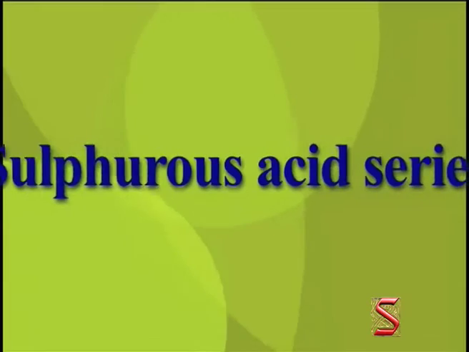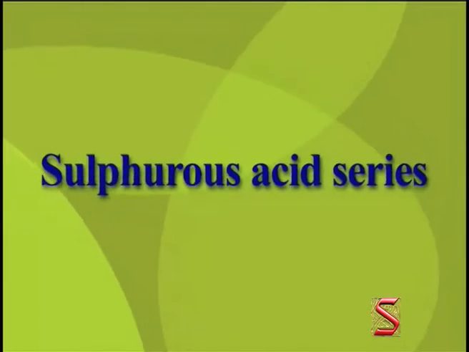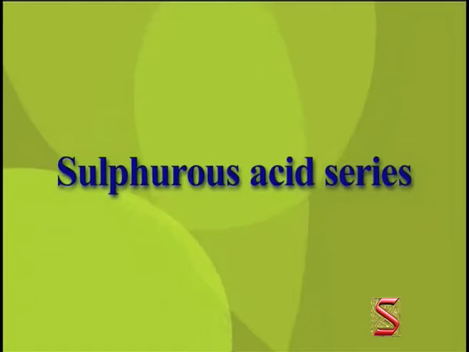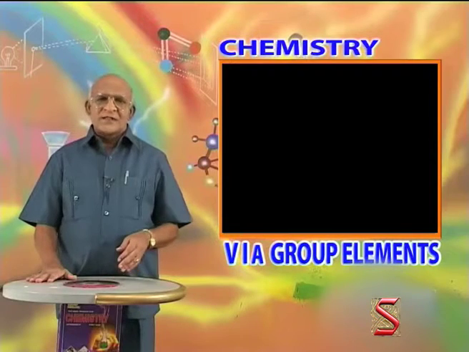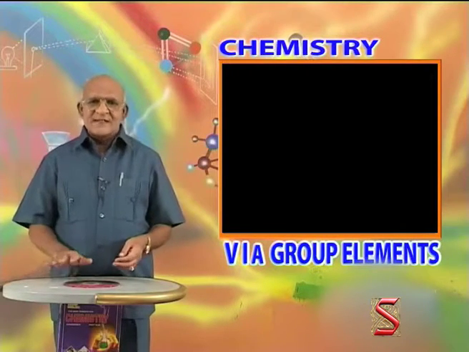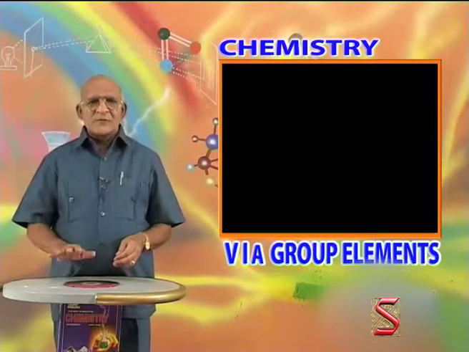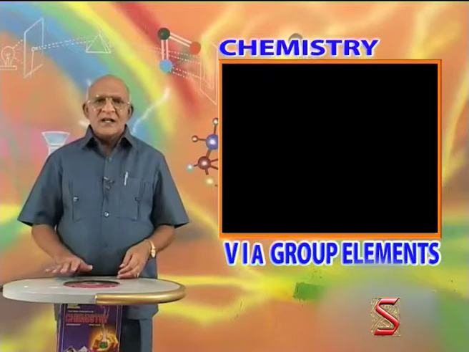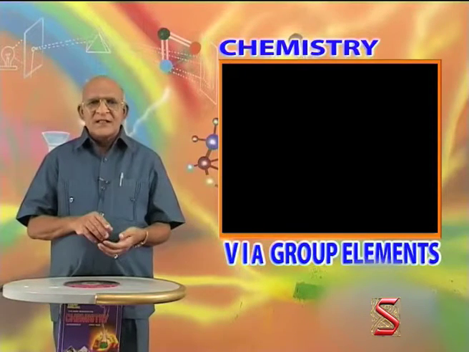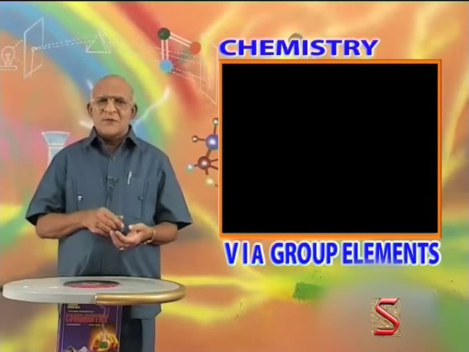The oxo acids of sulphur are of 4 series. 1. Sulphurous acid series. 2. Sulphuric acid series. 3. Thionic acid series. And 4. Peroxo acid series. Now we shall take up sulphurous acid series. Sulphurous acid is H2SO3. The oxidation state of sulphur in H2SO3 is +4.